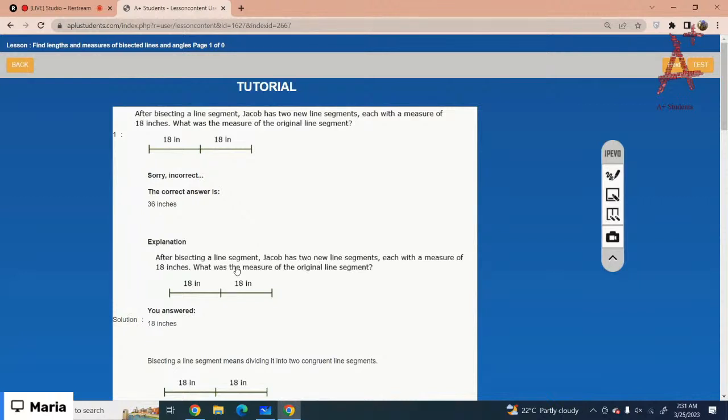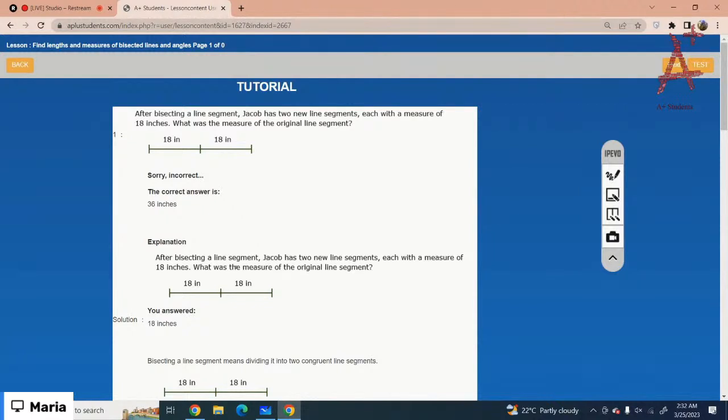So basically, Jacob bisected a line. Bisected means divide a line into two equal parts. Got it? Into two parts. So Jacob has two new line segments, because he bisected the original one, each with a measure of 18 inches. So the length of the first one is 18 inches and the second one is 18 inches. You need to calculate the length of the original line.